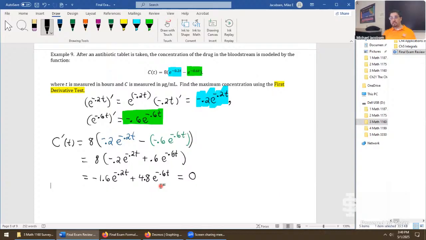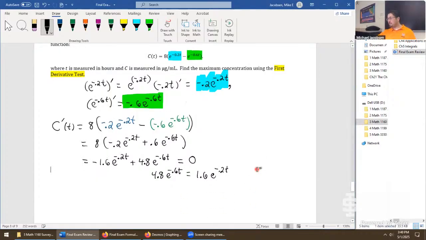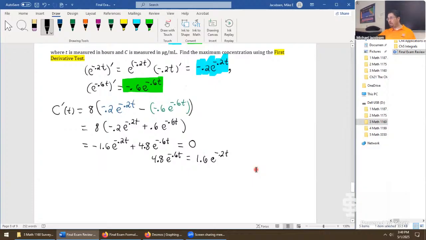Equation solving on this one's a little bit different. What I would do this time is add 1.6 e to the negative 0.2t to both sides. So 4.8 e to the negative 0.6t is 1.6 e to the power of negative 0.2t. Now let's think about this one. One way to solve this is to get the exponential on both sides. And that's pretty doable. Let's just eliminate it from this side. You can multiply this side by e to the power positive 0.2t. This forces you to multiply by the same thing on this side.